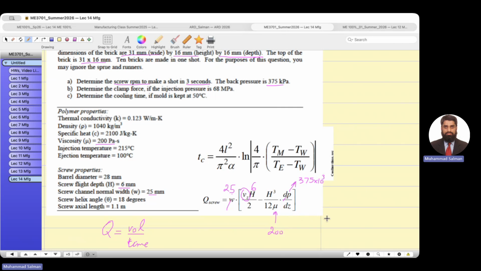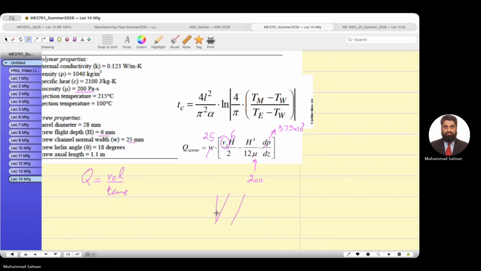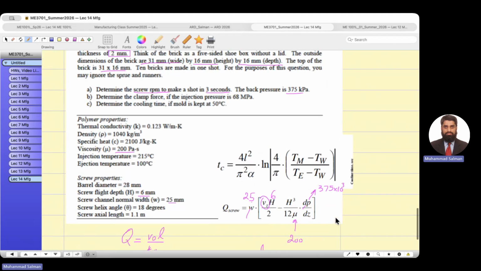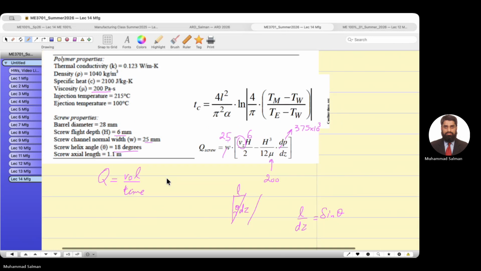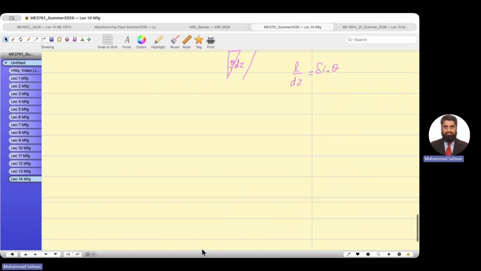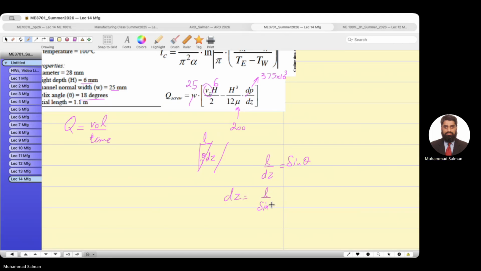And dz is nothing but the axial length. Suppose these are the helix. So this is the angle of the helix. This is the axial length. This is my dz. So L over dz equals sine theta. The helix angle is 18 degrees, and the length of the screw is 1.1. So you can find out dz from here. dz equals L over sine theta.